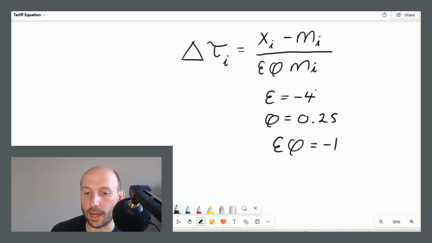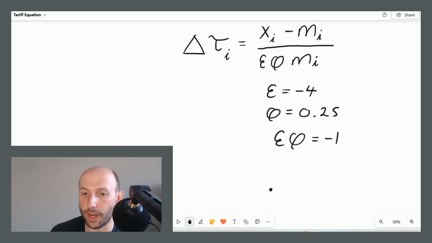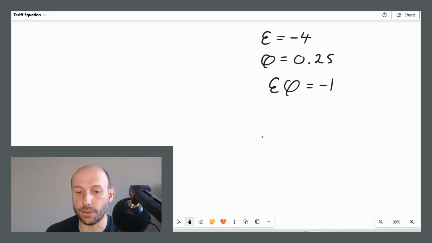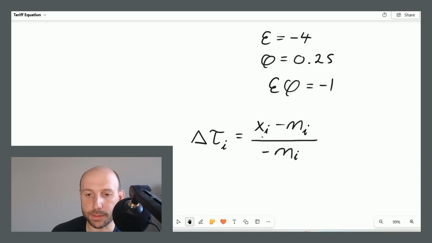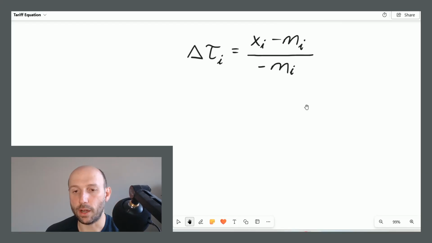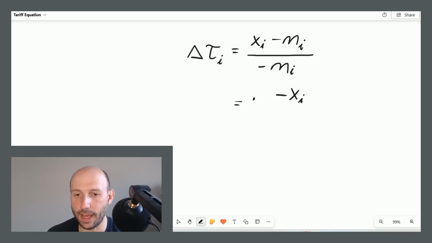And that simplifies our equation quite a bit. So let's rewrite it, taking that into consideration. We then have that delta tau sub i equals xi minus mi divided by negative mi, right? Because that epsilon phi is just equal to -1. And we can simplify this further. We can multiply top and bottom by -1, which will make the xi negative, the mi on top positive, and the bottom becomes positive.